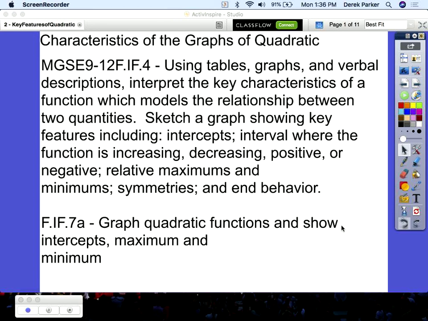In this standard, you're going to learn the key features and characteristics of the graph of quadratics. The standard is IF 4 and 7. Use tables, graphs, and verbal descriptions. Interpret key characteristics of a function with quadratics. You're also going to learn about maximum, minimum, symmetries, and end behavior.